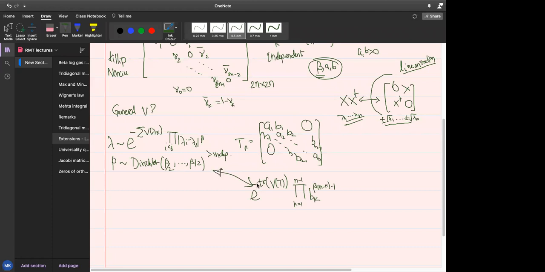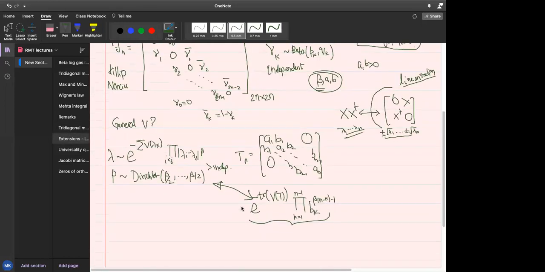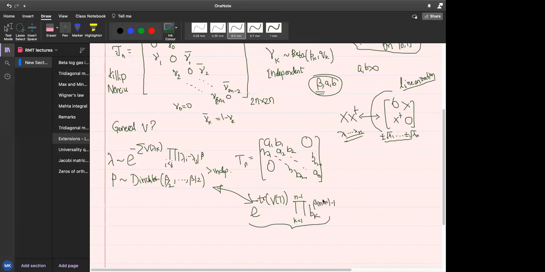So if you take this e to the minus trace V of T times product b_k to the beta times n minus k minus 1, I'm saying that the eigenvalue density is this. So for this, you have to again go through the Jacobian determinant and work it out. It is easy. So this was done in our paper with Balint Virag and Brian Rider. So this is a starting point. So what is it good for though? The problem is we don't understand the entries too well.